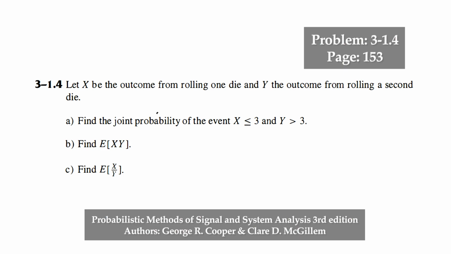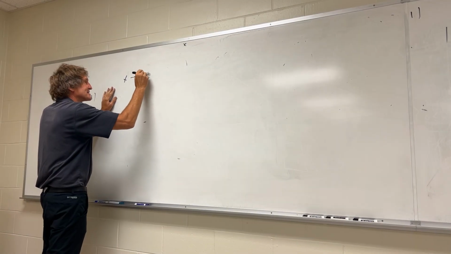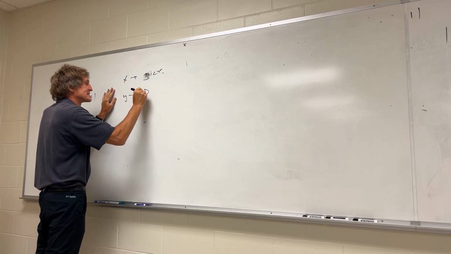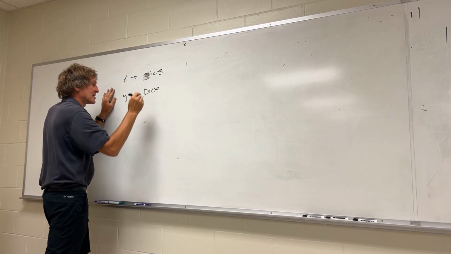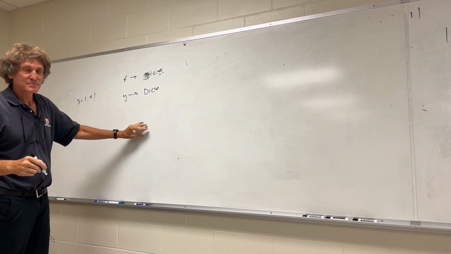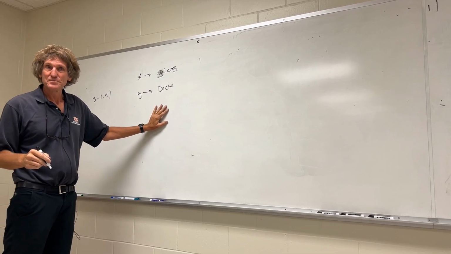All right, problem 1.4. Let X be the outcome from rolling one die. Let Y be the outcome of rolling a second die. Y is the outcome of rolling a die again. Then find the joint probability of the event that X is less than or equal to 3 and Y is greater than 3.